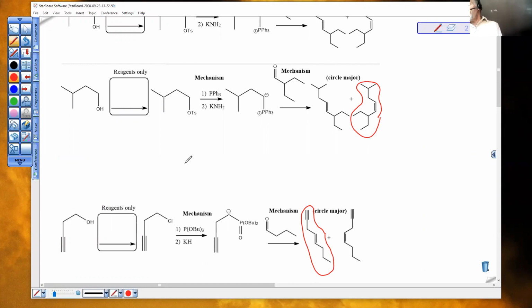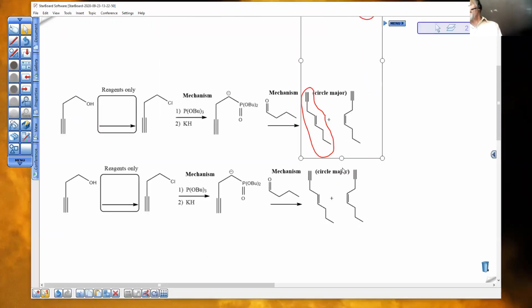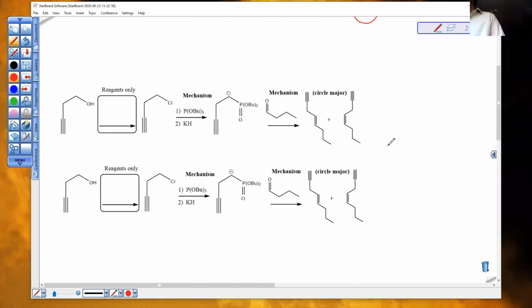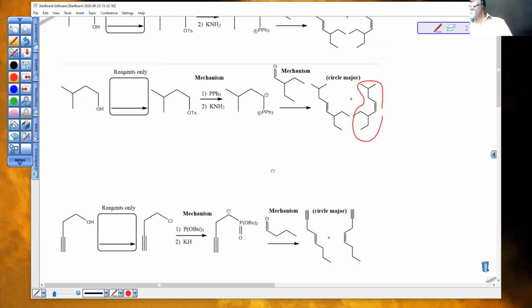Oh, I circled it in the question, didn't I? Apparently I made those circles too close to each other. I'm just going to control Z and recircle. And we got this. We like Z for Wittig. And let's put our answer in the answer section here, E for the Horner-Wadsworth-Emmons.